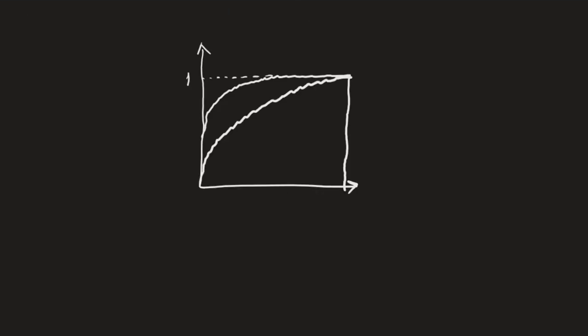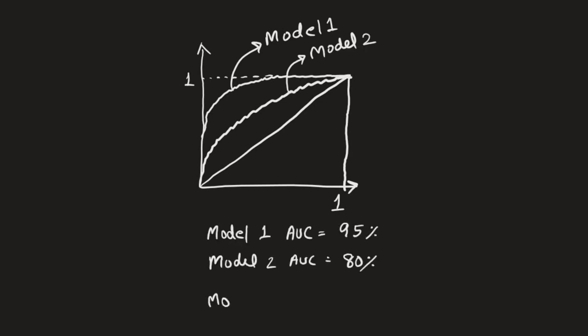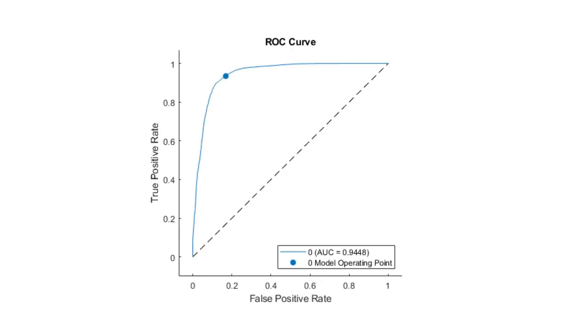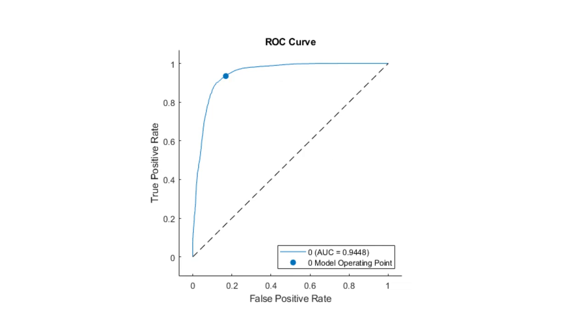If we have to compare two models, the model which covers more area or whose AUROC is more is considered better. When we plot ROCs in MATLAB, we also get something known as model operating point. This is the threshold point at which the models give the best trade-off between TPR and FPR.